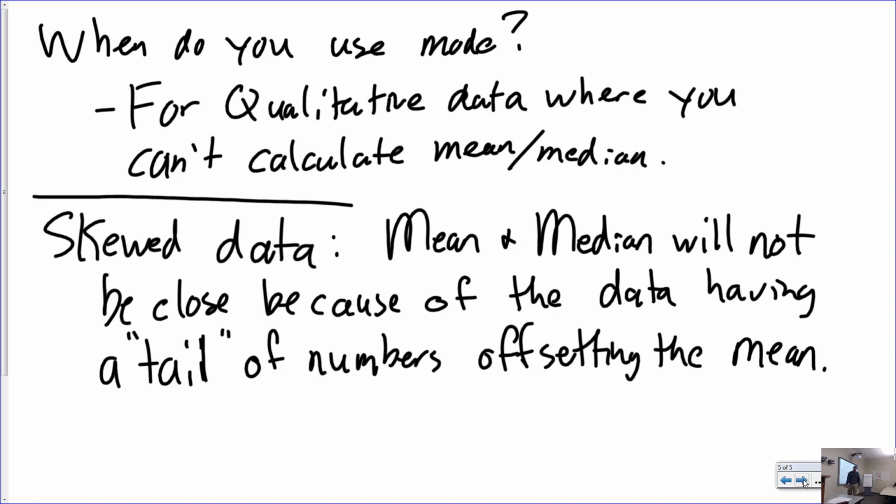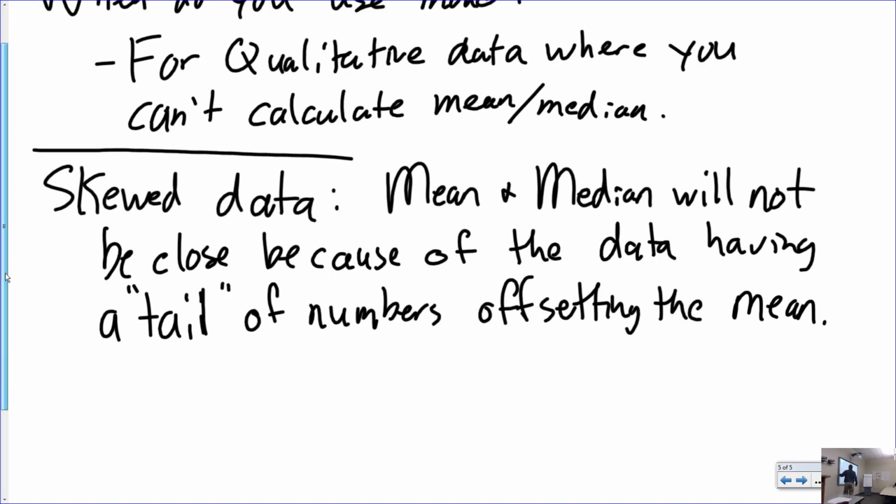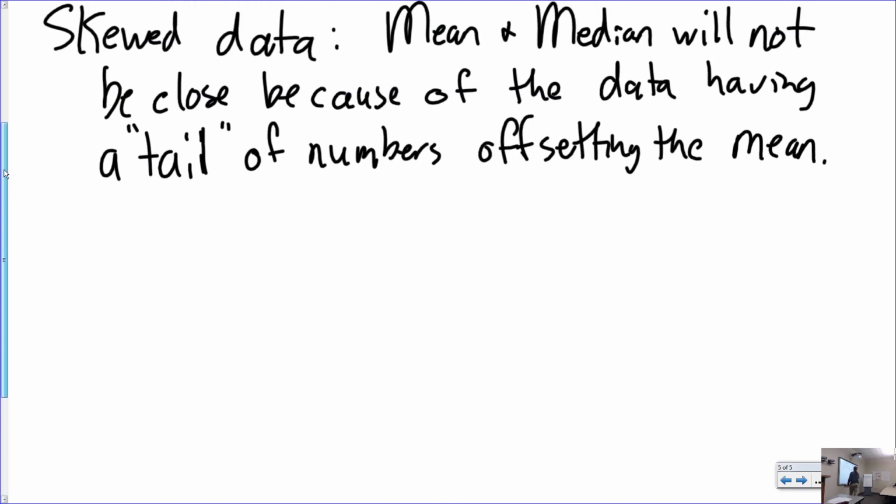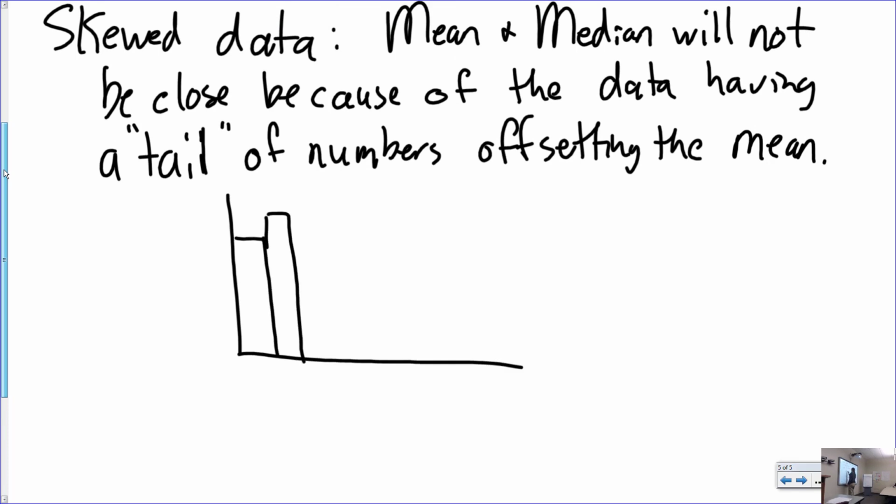So when data is skewed, you have a tail of data that offsets where the mean normally would be. When your data is uniform or normal, the mean and the median are together. When you have skews of data off on either side, it will pull the data away from the median so that the mean and the median will be different. So again, remember those pictures we were playing around with when it came to skewed data.